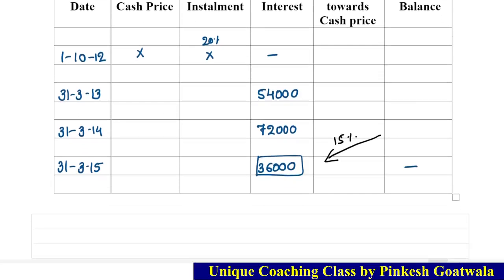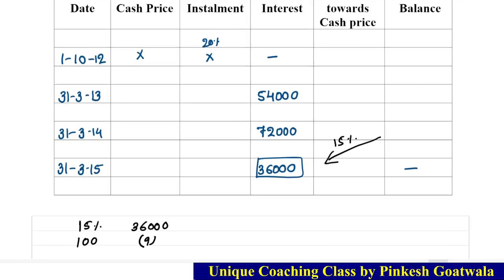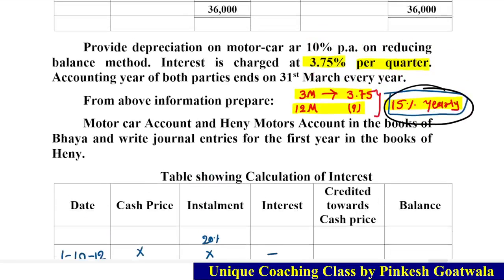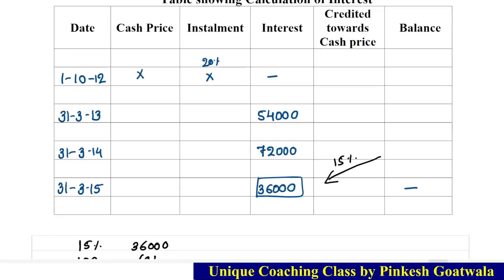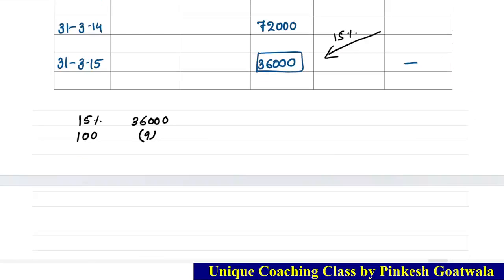So what step you have to put: 15% gives 36,000, so what will be in case of 100? Where 50% is taken, 36 has come. 50% is the yearly rate of interest. So 50 gives 36, what will be in case of 100? If you solve this, you will get the balance 36,000 into 100 divided by 15, so you will get balance 240.